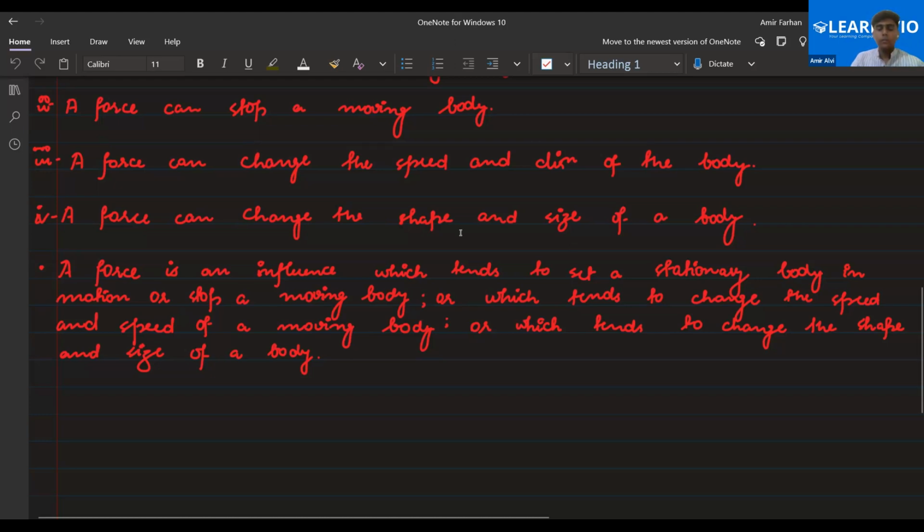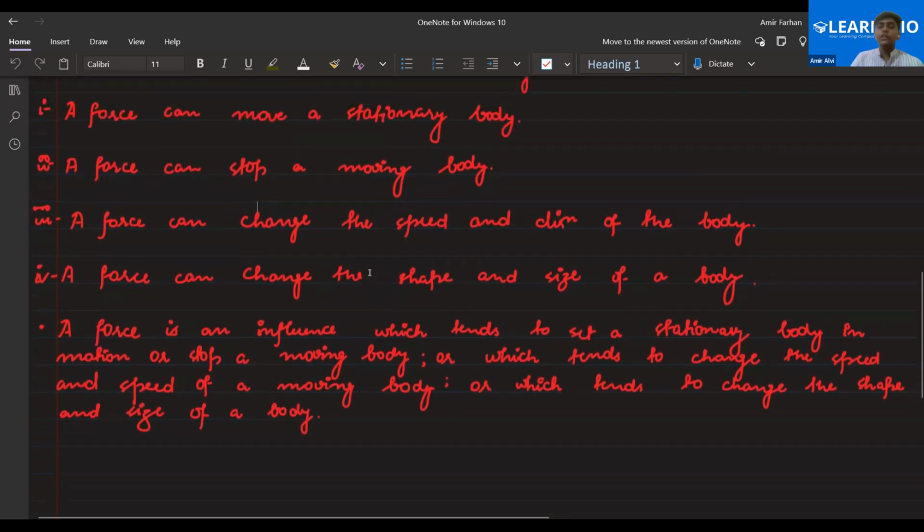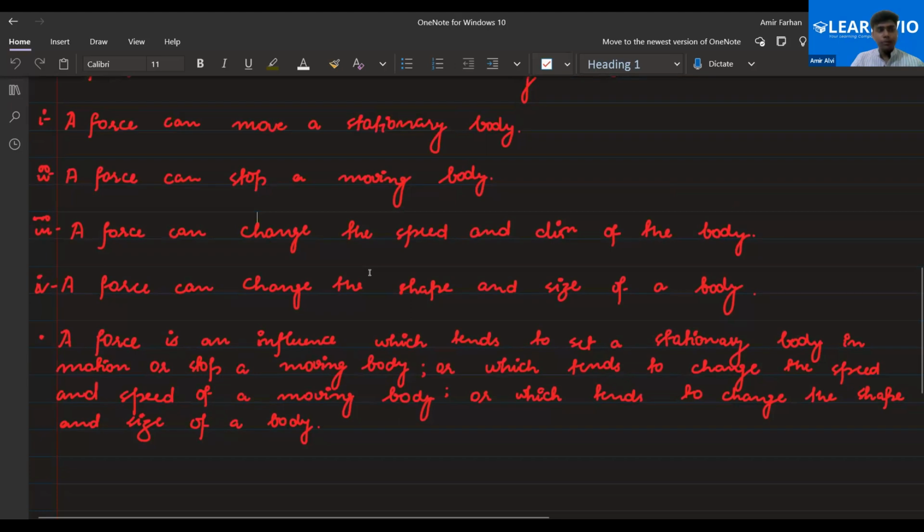Next is, a force can change the shape and size of a body. In the live classes when we covered this topic, I gave you an example of a smiley ball. I was applying force on the smiley ball, so deformation was produced in that ball. Is this clear to all of you? So that's what the force can do.